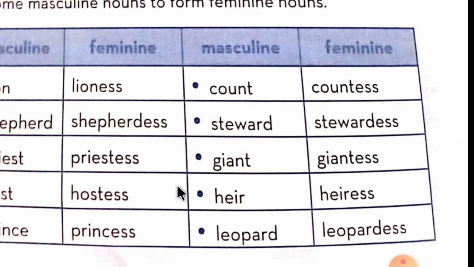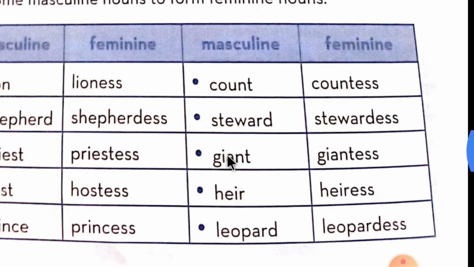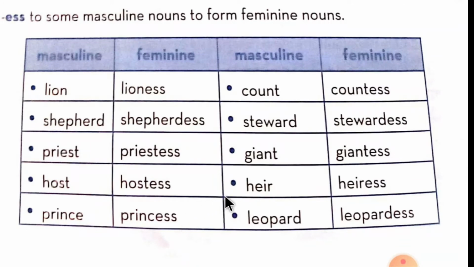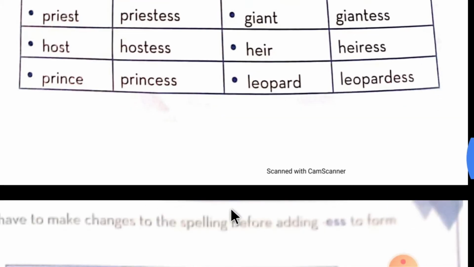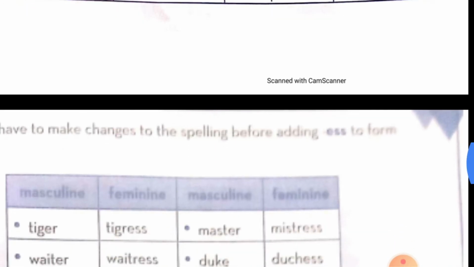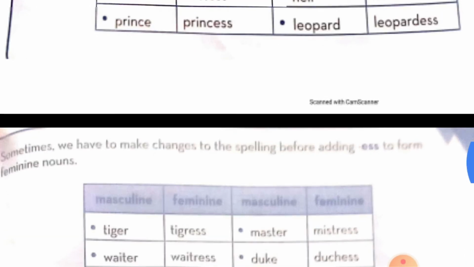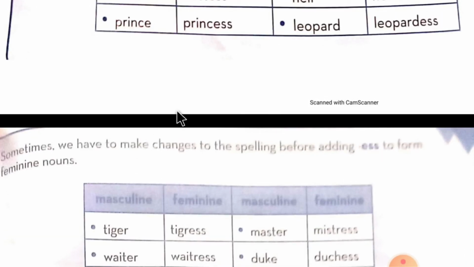Okay, so all these words, students, in this type of words, if we add ESS at the end of the word, then from masculine gender we will change into feminine gender. Okay, now look at the another rule. See, what is the another rule? Look at here. Sometimes we have to make changes to the spelling before adding ESS to form feminine noun. So in previous table we have observed that we just add ESS at the end of the word and it will change into feminine gender.